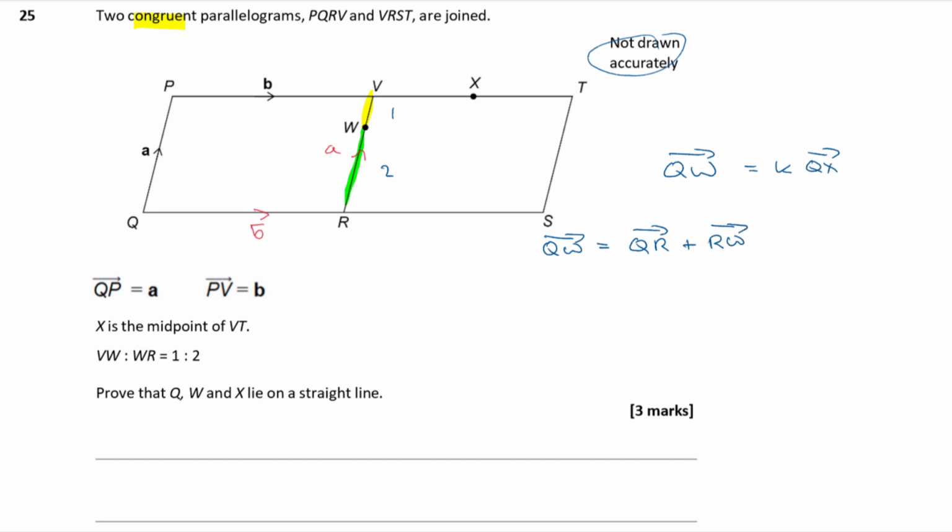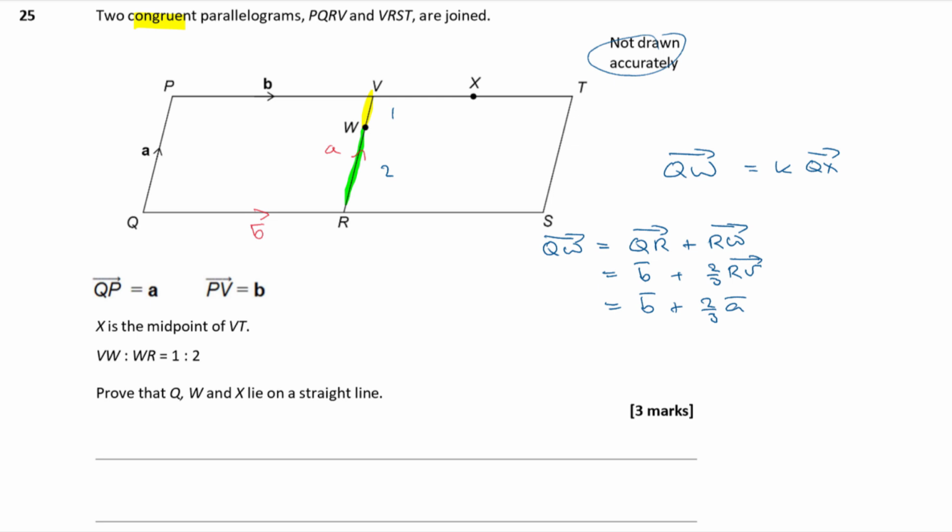Now Q to R I know is vector B, and I know that R to W is 2/3 of vector RV. It's 2/3 of the distance, because I was given that ratio that VW to WR was 1 to 2. So the distance from there to there is going to be 2/3 of the distance going all the way up. So that is going to be B plus 2/3 of vector A. Okay, so I've got vector B plus 2/3 of vector A. That's QW. Now I found QW.